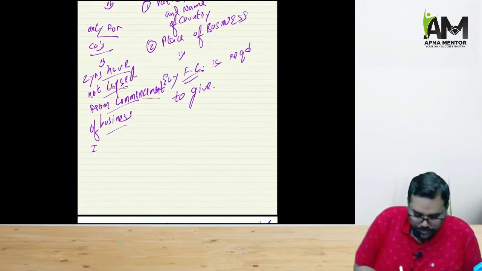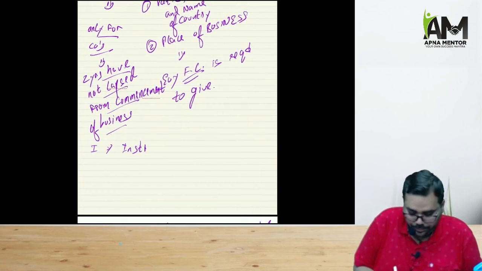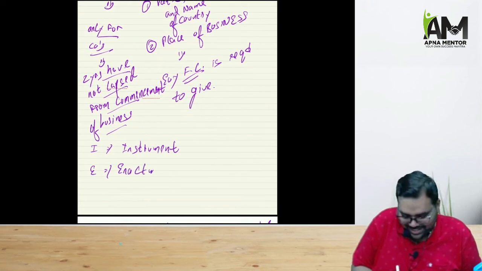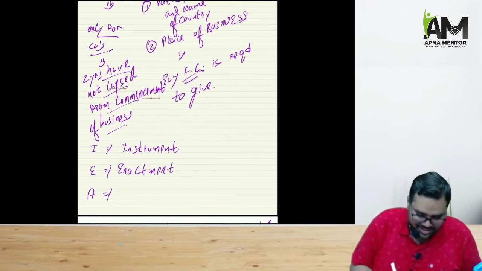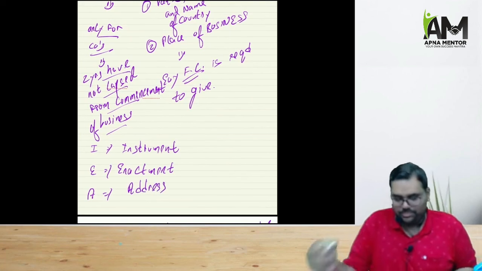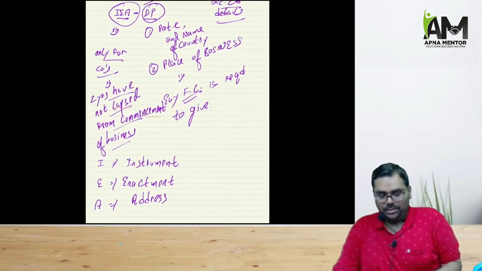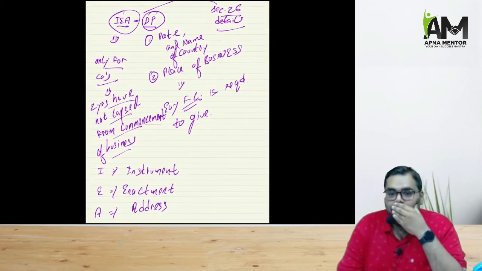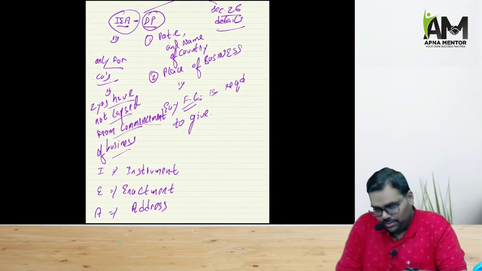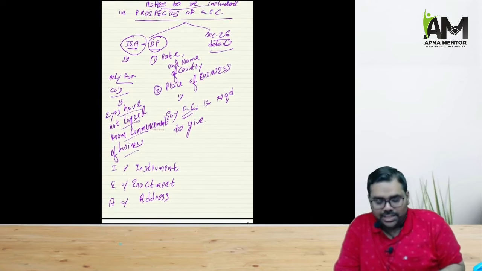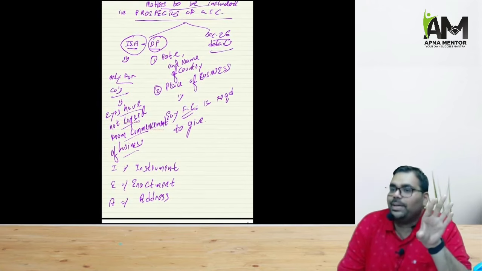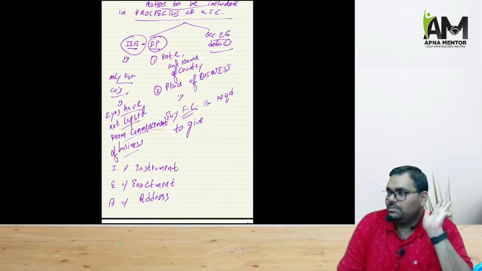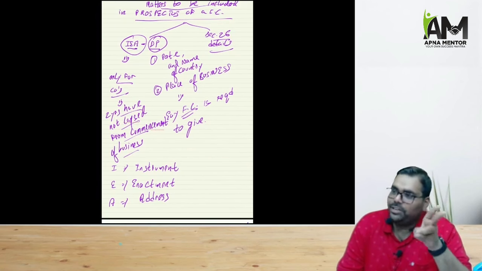So what was IEA? I for instrument, E for enactment, A for address. So matters to be included in the prospectus of a foreign company: IEA Deepika Padukone, IEA DP. IEA only for new companies, not for companies whose business commenced more than 2 years ago. And DP for everyone.